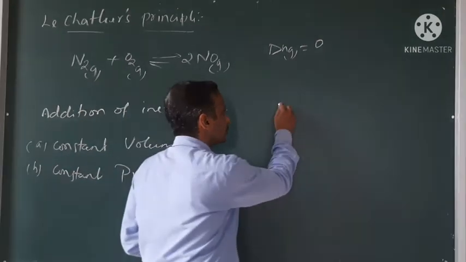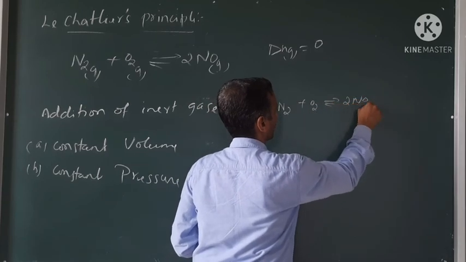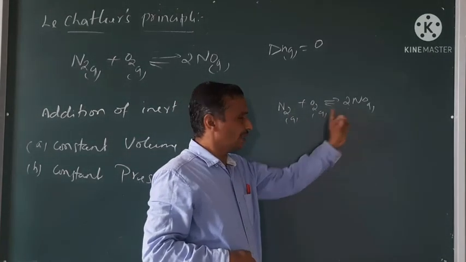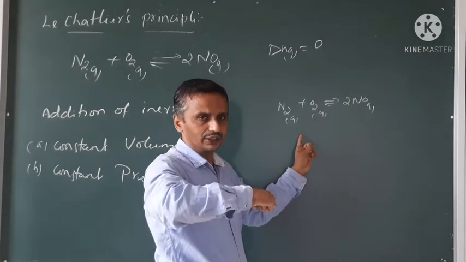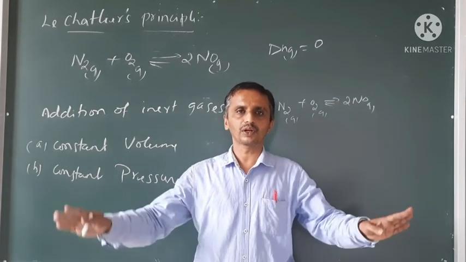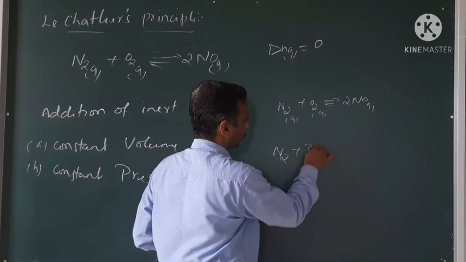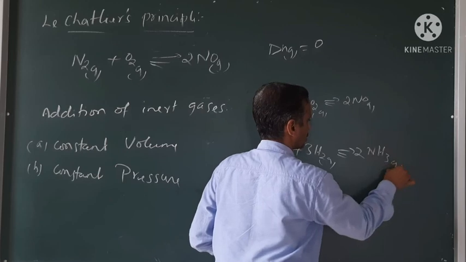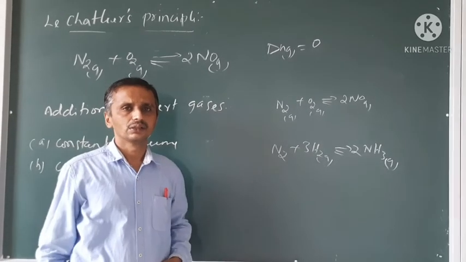Because N2 plus O2 giving 2 NO gas, delta N is 0. Pressure does not have any effect over here in this case. The same thing happens with the inert gas addition also. Number of moles are the same. But N2 plus 3H2 gas giving 2 NH3, in this reaction there is an effect of addition of inert gases, that we'll see in the next example.